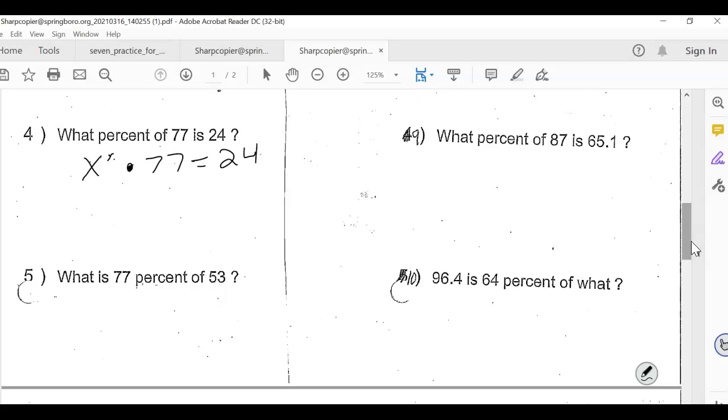Okay. It is T-chart time. My x has something connected to it, so I need to get rid of it. So I divide by 77. Inverse operation. What I do to one side, I must do to the other. X, which is a percent, is equal to 24 divided by 77. Ryland, what do we get?